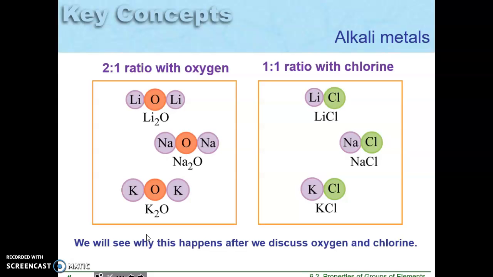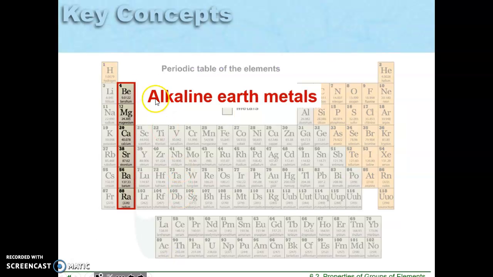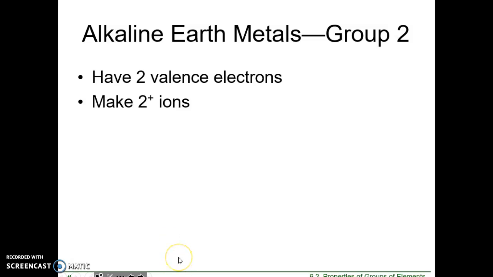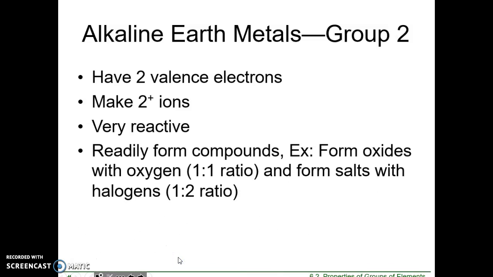Let's move to the next column with the alkaline earth metals, and that is group 2. Alkaline earth metals, group 2. So they're going to have 2 valence electrons, and they're going to form 2+ or +2 ions. They are very reactive, not quite as much as the alkali metals, but still quite reactive. They also readily form compounds. They form oxides with oxygen now in a 1-to-1 ratio, and they form salts with halogens in a 1-to-2 ratio.